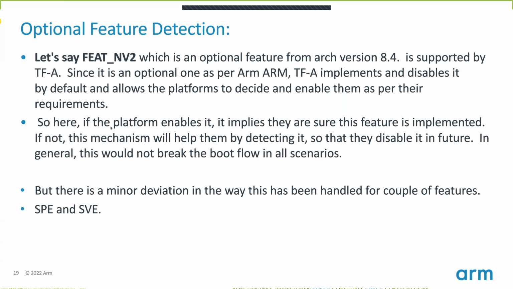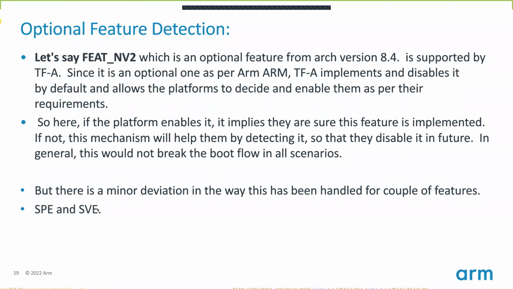So what would happen if we bring this particular feature under the feature detection mechanism? Here, we are pretty much sure that only if this flag is enabled, we will be detecting it in the loop. If the flag itself is disabled, we will not be reading any ID registers, and we will not be validating it at all. So here once again there will be no break in the boot flow in general, but there is some minor deviation in the way this has been handled for a couple of features in our existing code base.